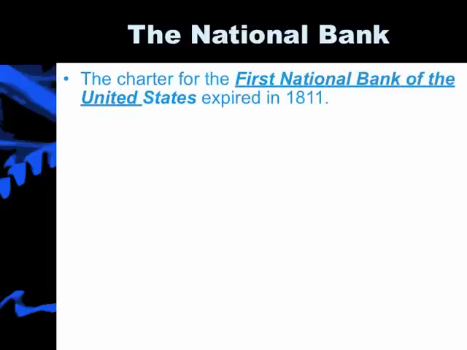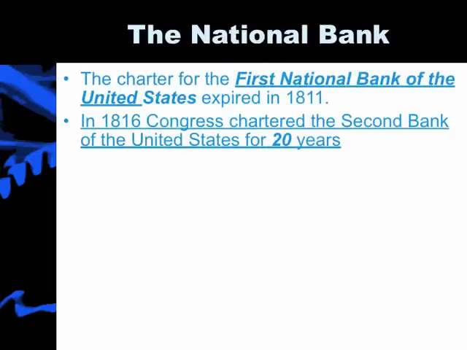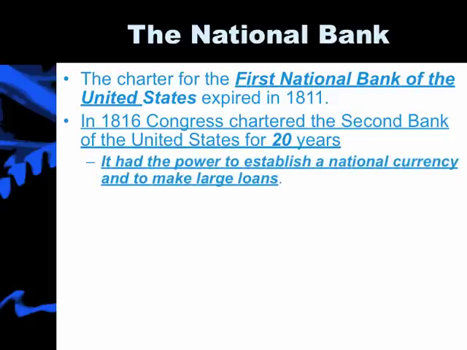The National Bank. The charter for the first National Bank of the United States expired in 1811. However, in 1816, Congress is going to charter a second Bank of the United States for 20 years. Now, they are putting a lot of power into the hands of few. So the Federalists are really going to like this. The Republicans, however, are not. It had the power to establish a national currency and to make large loans.